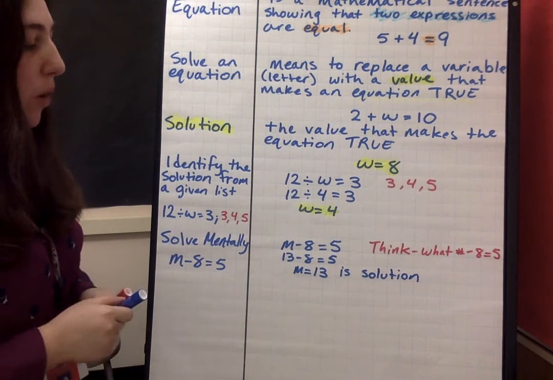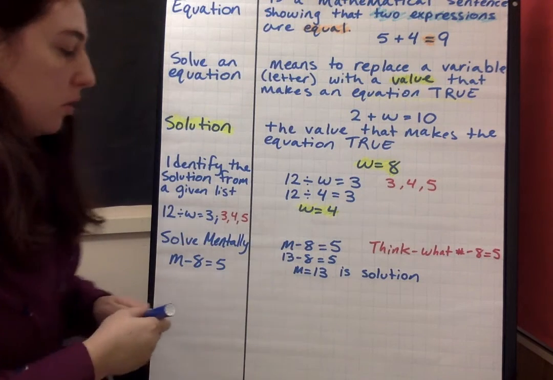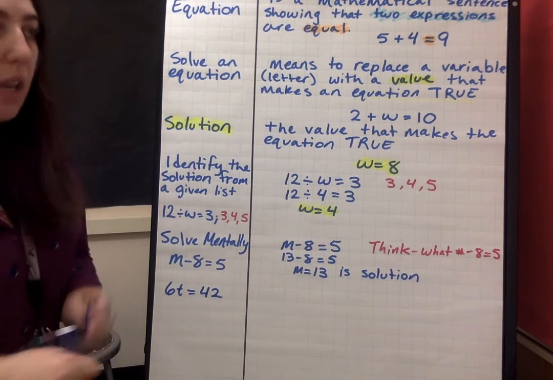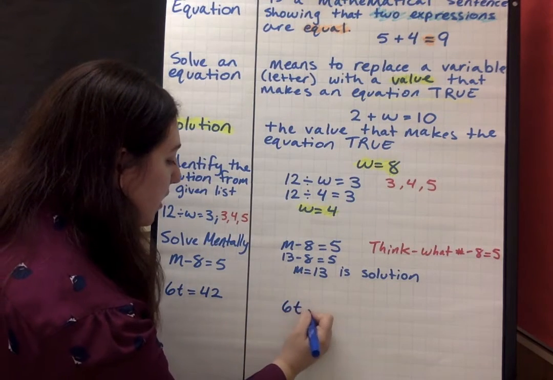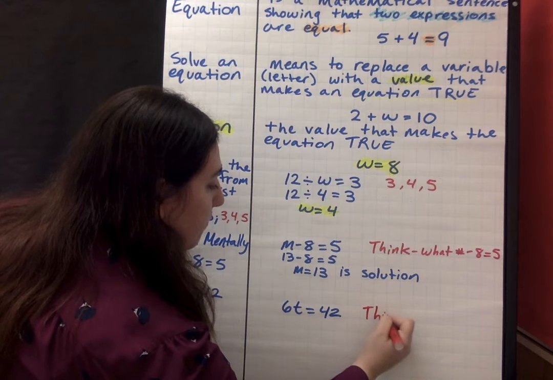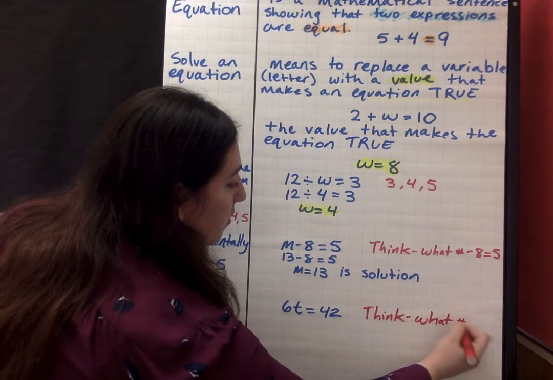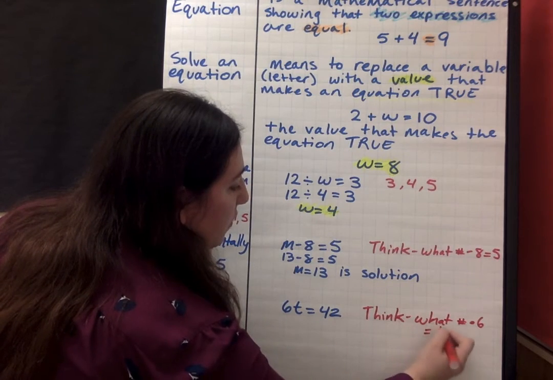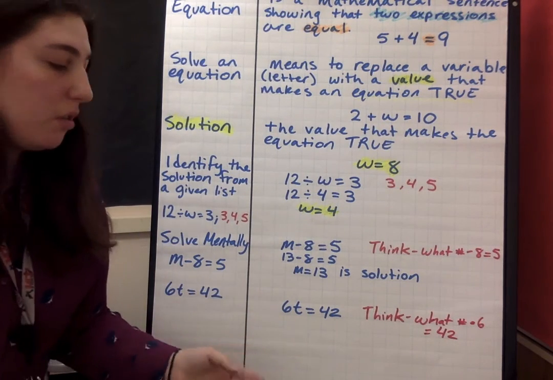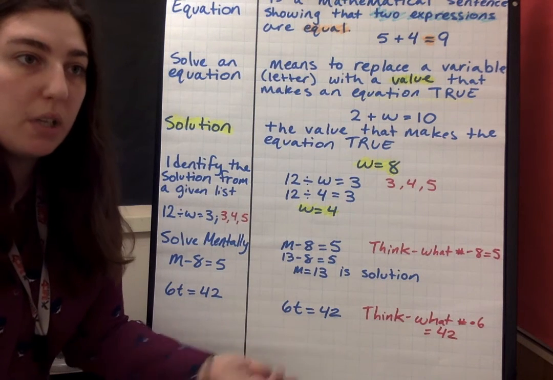Okay. Let's try one more, and then you guys can get to practicing on your own. In this one, we're going to be multiplying. So the equation is 6t equals 42. Again, we're going to rewrite our equation, 6t equals 42. And we are going to do the same process. We're going to think, what number times 6 equals 42? And I wrote that opposite. It should have been 6 times what number equals 42. But you're just thinking, what could I multiply by 6 so that I get 42?